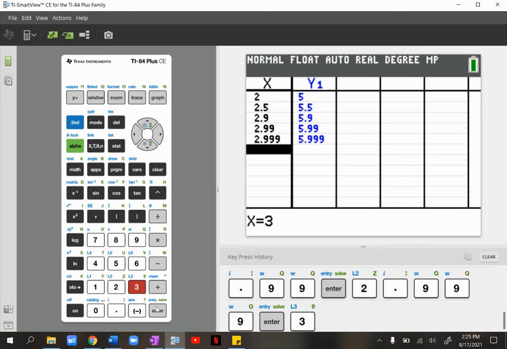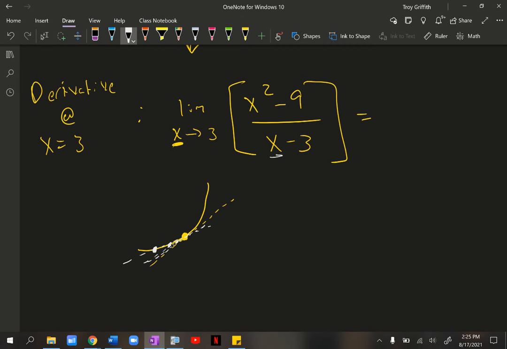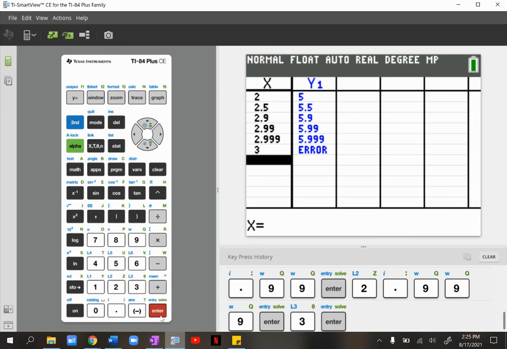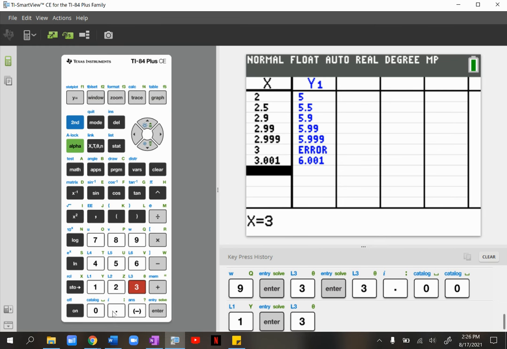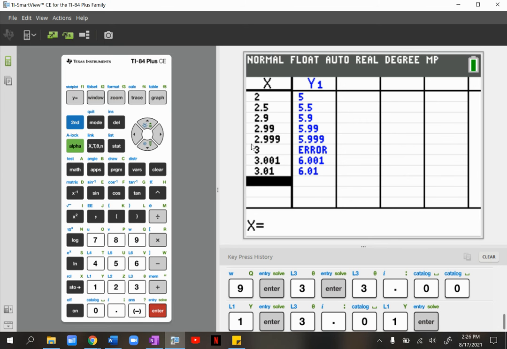Now you'll notice if I plug in exactly 3, it says error because I can't plug in 3 for x right here, as it will make me divide by 0. So I just looked at this from the left side. We also want to make sure that we look at this from the right side. I like to start however far away when I plugged in this point, and be the exact same distance away when I plug in my next point. So maybe I try 3.001, and then the next point is 3.01. I'm just mirroring the distance between these points and 3 on either side.